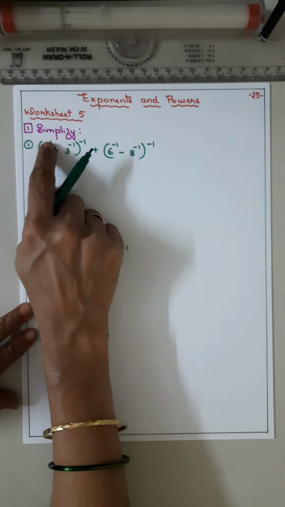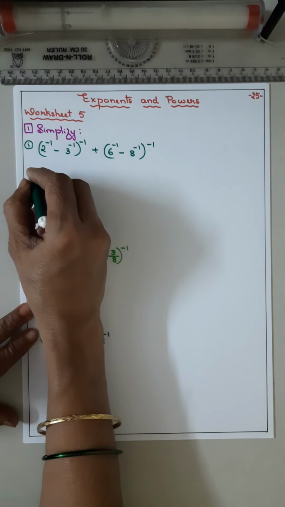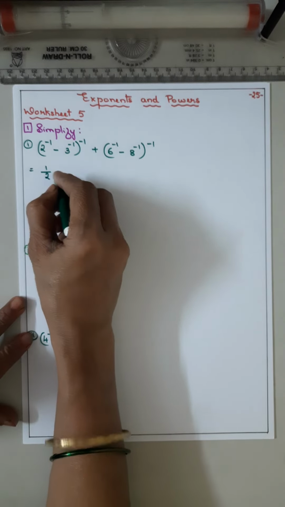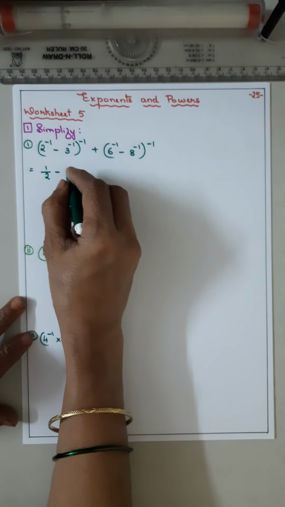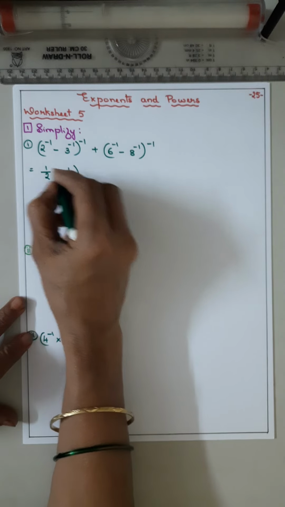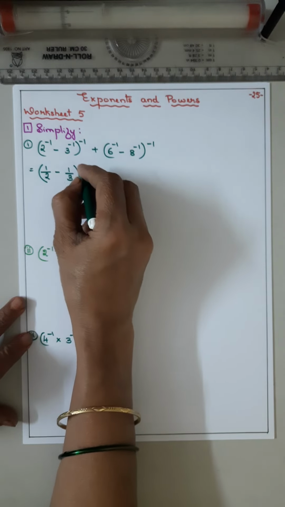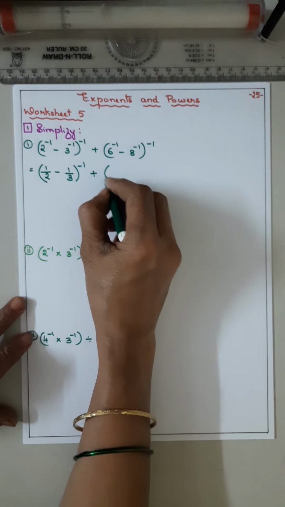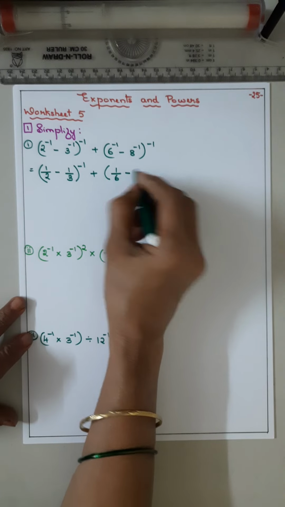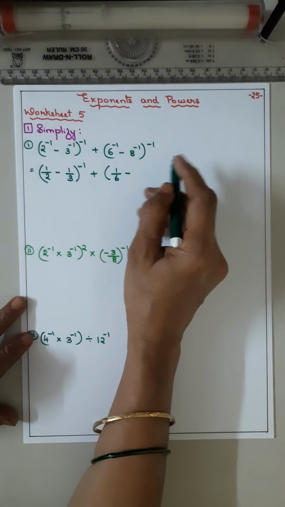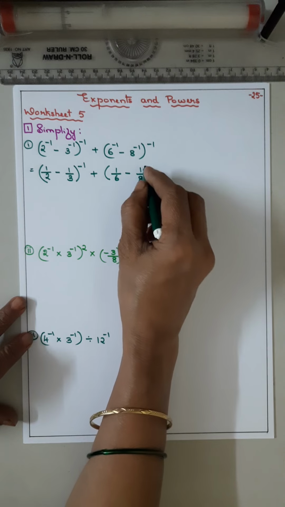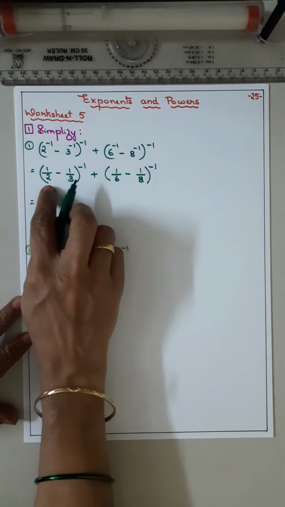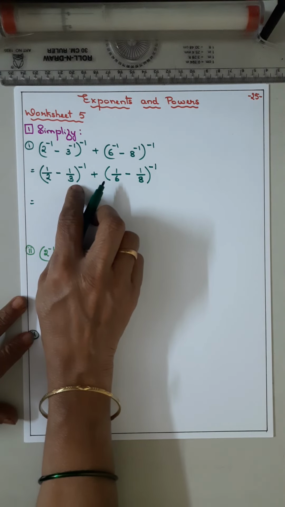So 2 to the power minus 1 can be written as what? 1 by 2. Minus 3 to the power minus 1 can be written as 1 by 3, the whole raised to minus 1. Plus 6 to the power minus 1 can be written as 1 by 6, minus 8 to the power minus 1 can be written as 1 by 8, the whole raised to minus 1. Now it is a fraction, so we have to solve.